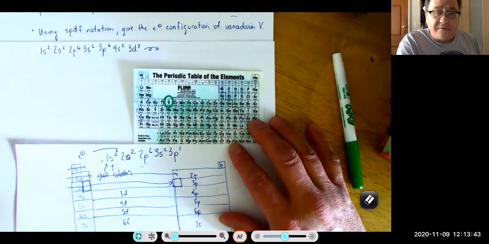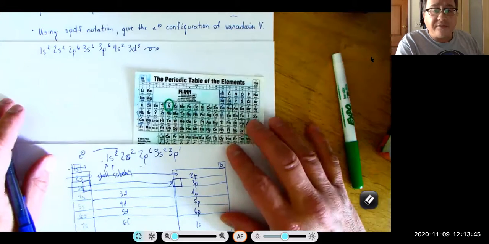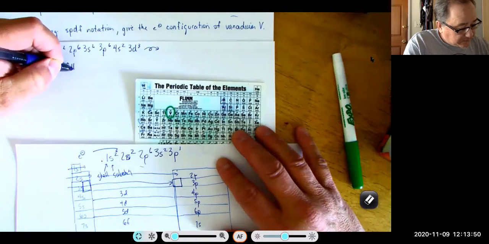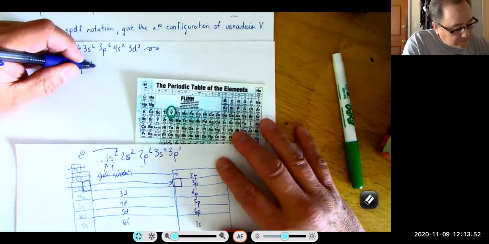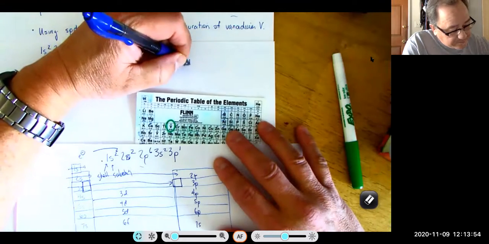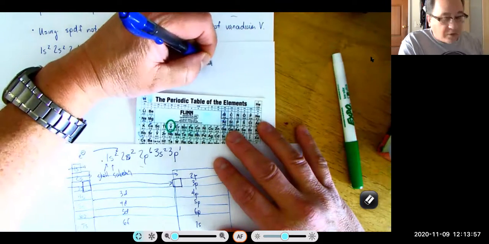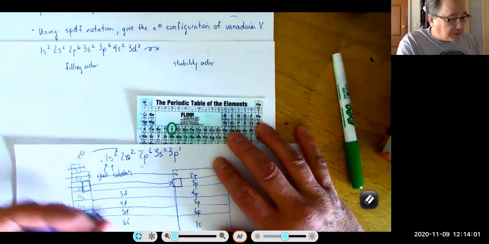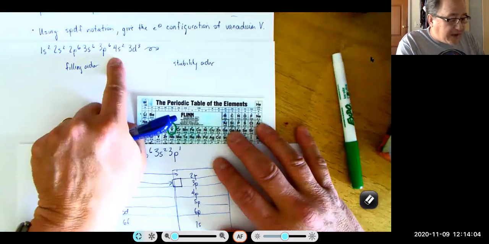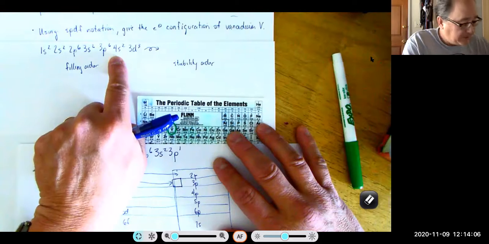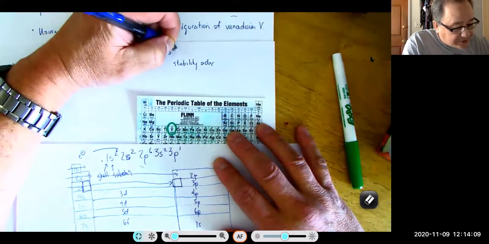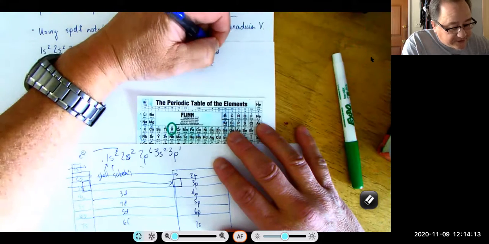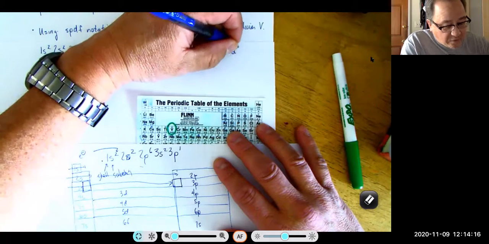When we write the electron configuration, after you get the filling order, you rearrange it to the stability order. So I said before that 1s are more stable than 2s, 2s more stable than 3s, 3s more stable than 4s. Here we have a 3 after a 4, which is no good. So we write 1s2, 2s2, 2p6, 3s2, 3p6, 3d3, 4s2.